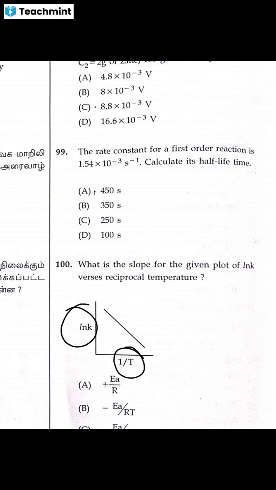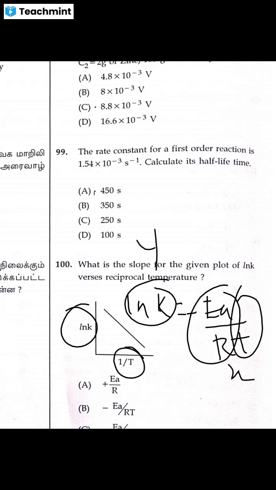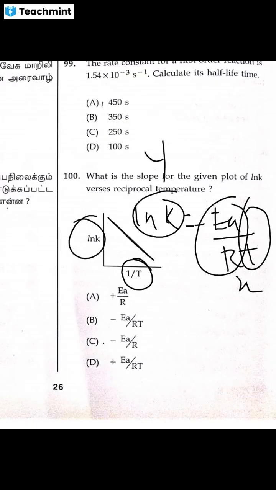So according to the Arrhenius equation, ln k is equal to minus Ea divided by RT. So this is my y axis and 1/T is the x axis. So minus m, this is my slope, a negative slope. Our slope is coming downwards. So the value of the slope is minus Ea divided by R. So according to that, option C is the correct answer.